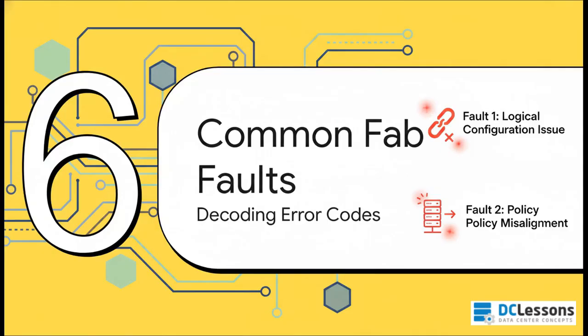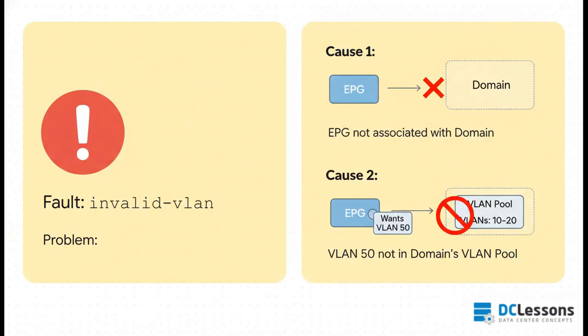Now, sometimes the APIC will actually try to tell you what's wrong by raising a fault. But those fault codes can be a little cryptic. So let's break down two of the most common faults you'll see when dealing with logical configs. If you see an invalid VLAN fault pop up, it's a huge clue. It's telling you there's a deployment mismatch. It almost always means one of two things is wrong. Either your EPG isn't linked to any domain at all, or it is, but the specific VLAN you're trying to use, VLAN 10 here, was never added to that domain's VLAN pool. Just make those two things match and the fault will clear.